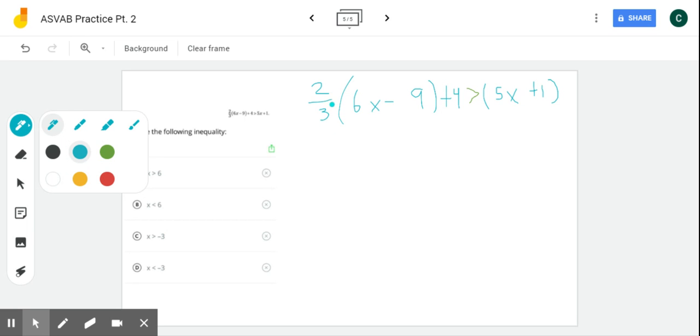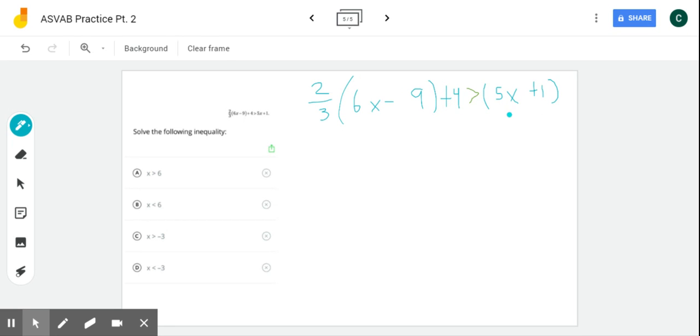So we have 2/3 times (6x minus 9), and then plus 4 is greater than 5x plus 1. We solve this pretty much as though there was an equal sign right here. So we want to get all of the variables on one side, because I see we have an x over here and an x over here, and all of the constants, or just the whole numbers or fractions, on the other side. So first we need to take care of anything we can do on the left-hand side to simplify it, and anything we can do on the right-hand side to simplify it.